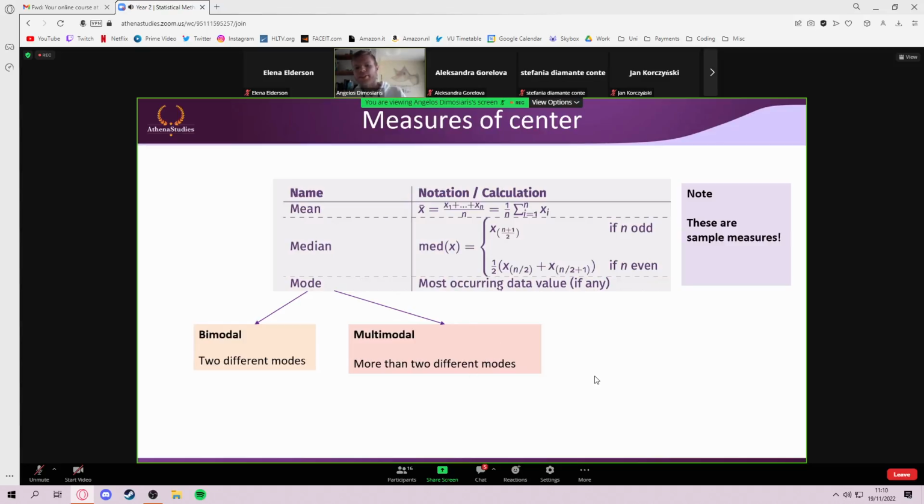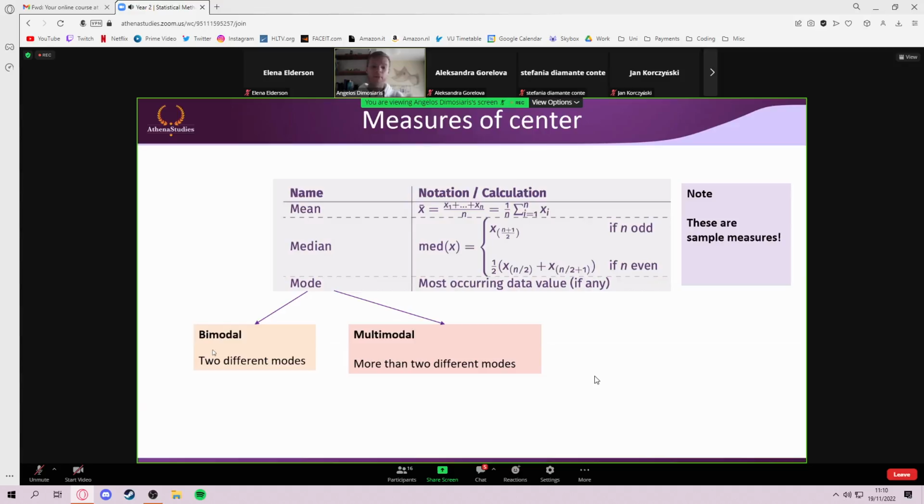The mode is the most occurring data value, of course, if there's any, because let's say that you measure the age of 10 different people. All these 10 people can have 10 different values. So in that case, you can say that you have 10 different modes at the same time. But let's say that you have 2 people that have exactly the same age, and the rest of them have different values.